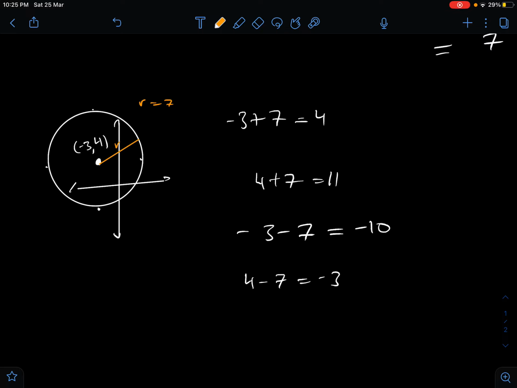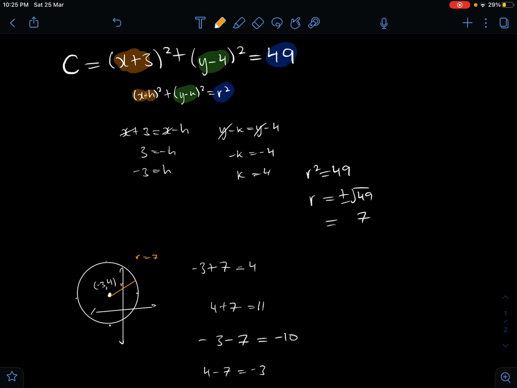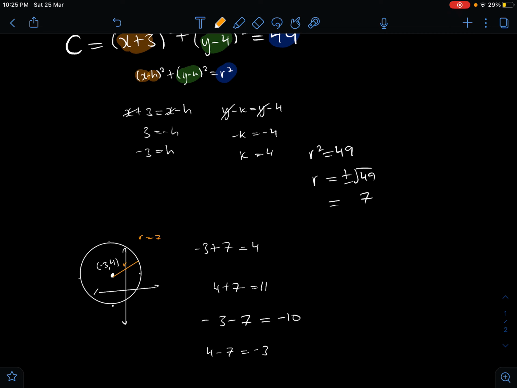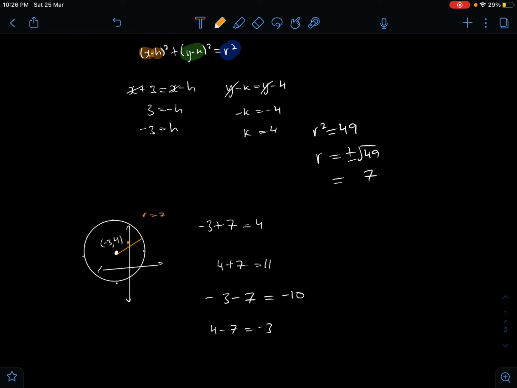So that's how you utilize the general formula and your understanding of it to actually figure out the center and radius and graph it on a plane.